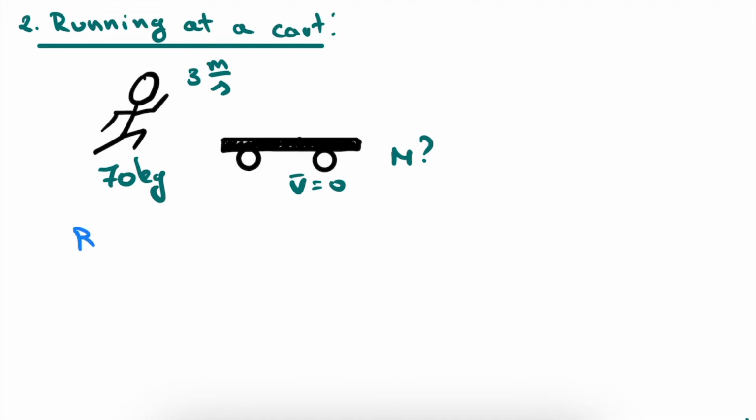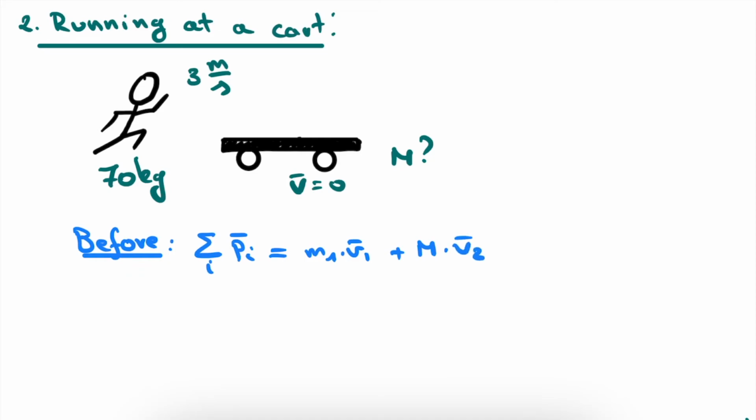And to do this, we again need to determine the total momentum before and after the action has taken place. Before, the total sum of individual momenta p_i is equal to the following, following the color coding that I am using here, before in blue and after in red. We have m1 multiplied by v1, which is the mass and the velocity of ourselves running towards the cart, plus the mass of the cart multiplied by the initial velocity of the cart, which we call v2.